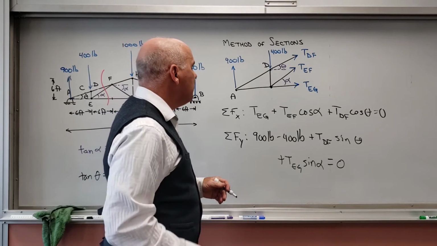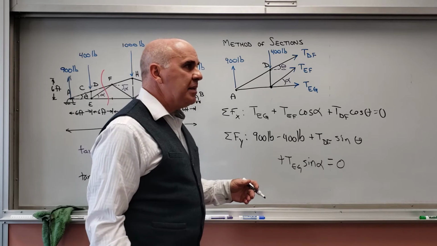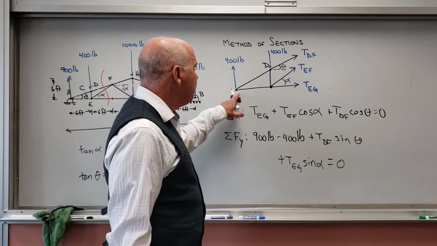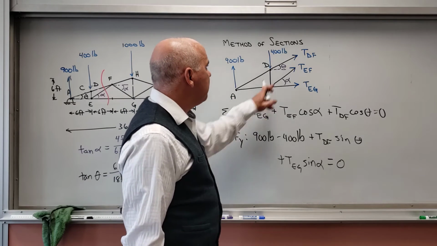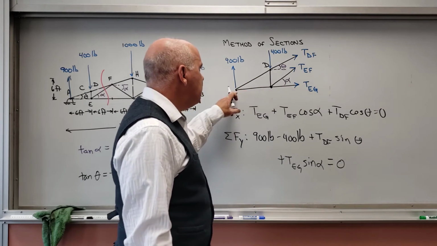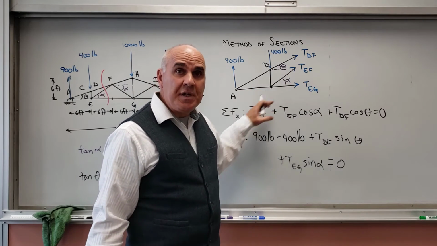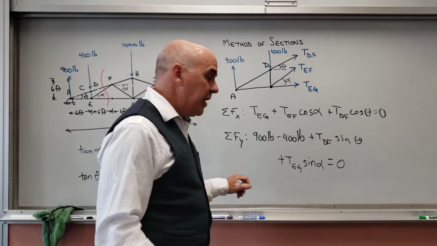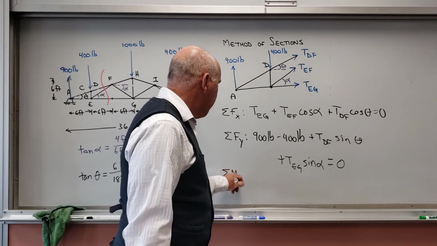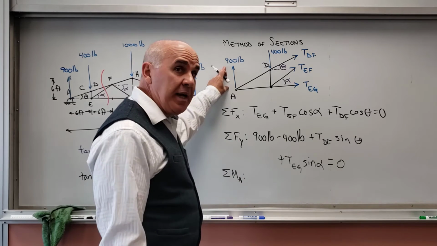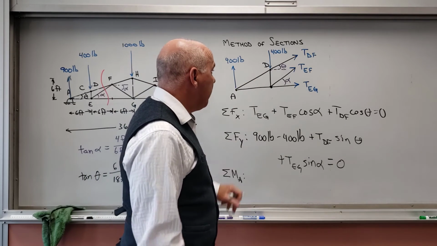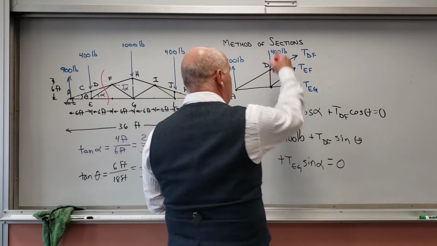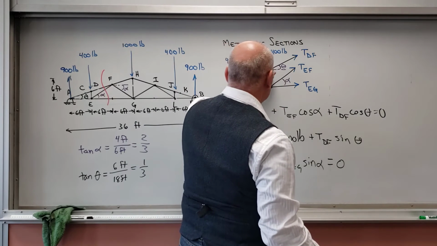So where do we want to sum the moments? Well, there's a couple of good spots, and there's some that are not as good. But I'm going to choose the sum of the moments about A. The reason is that the lines of action of TDF and TEG go right through A, so I can eliminate them from this equation. So I have the sum of the moments about A. 900 pounds is right there at A. 400 pounds is not. 400 pounds is going through D, which is a distance of 6 feet.